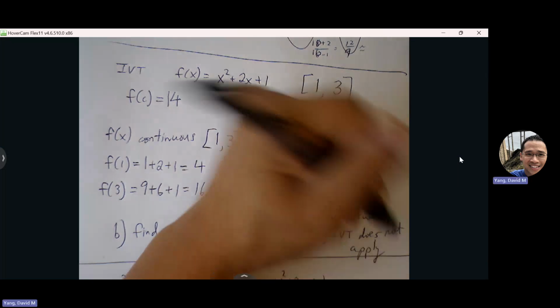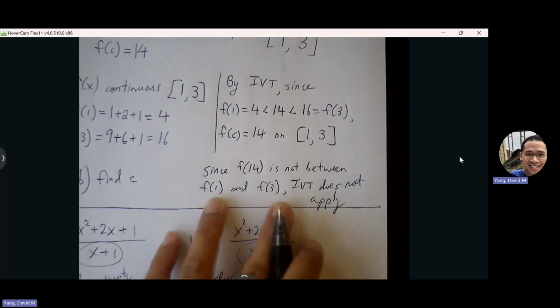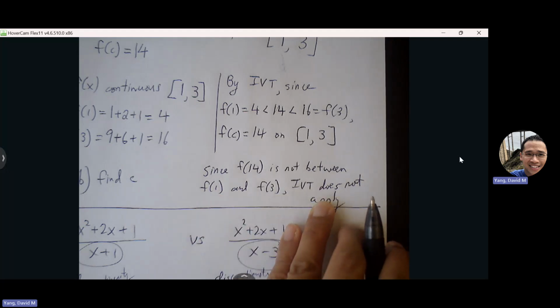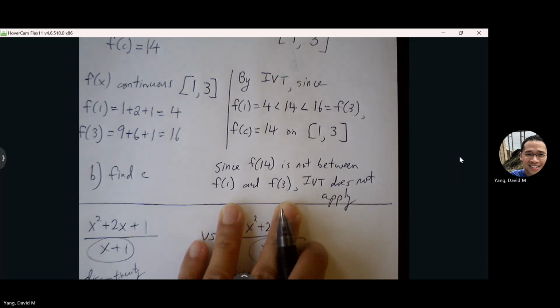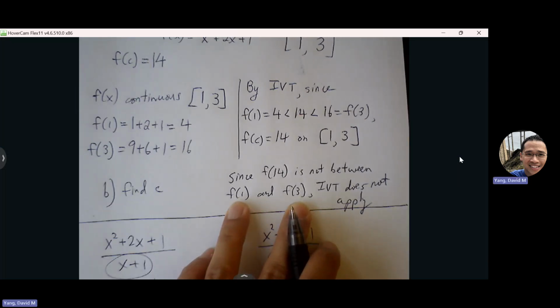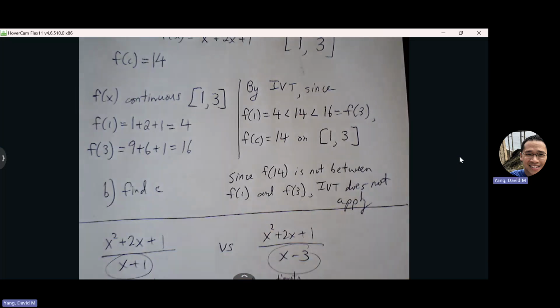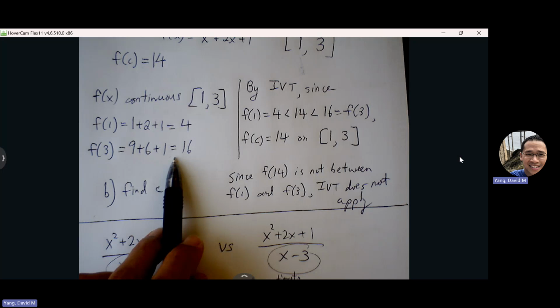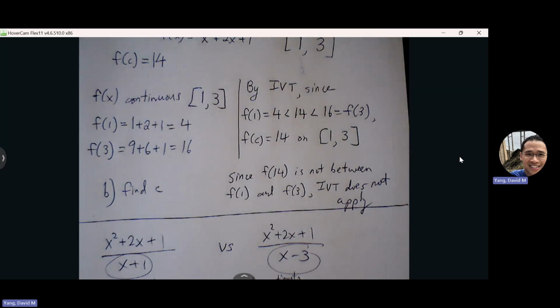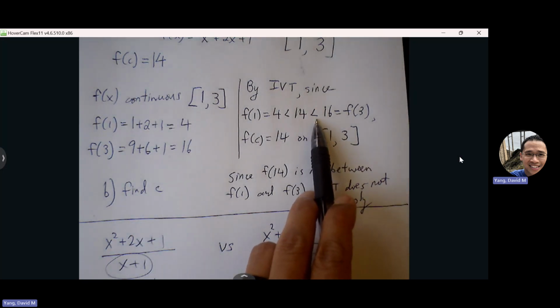Yeah, maybe something like this. Since f(14) is not between f(1) and f(3), IVT does not apply. If the value from f(3) ended up equaling f(c), so 14, would you just have to say less than or equal to in the IVT explanation? Yeah, less than or equal to. Because you can obviously tell that it does reach it at the endpoint, and that's good enough. Yeah, you just say less than or equal to right here.